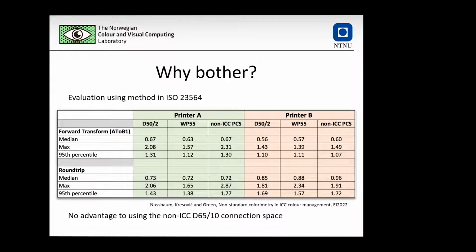The paper is Nussbaum, Kresovich and Green from EI earlier this year, and you can see that the differences between the methods are trivially small. These differences really are just the modelling error. The argument is that you should get better results with the non-ICC PCS if you're doing a D65 to D65. Actually, it doesn't hold, because in this data we see that the results are not significantly different, and there's certainly no advantage in using the non-ICC approach. So if you're worried about whether that white paper 55 method is going to work for you or not, you can see from this that it absolutely is fine, and there's no advantage in doing anything different. So we're confident this is the right approach to use.